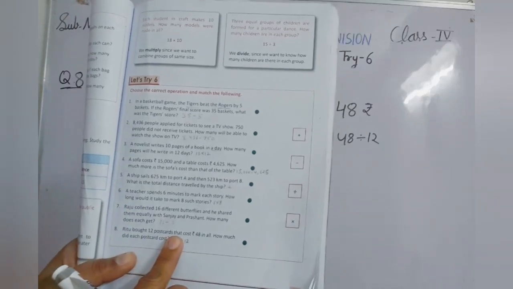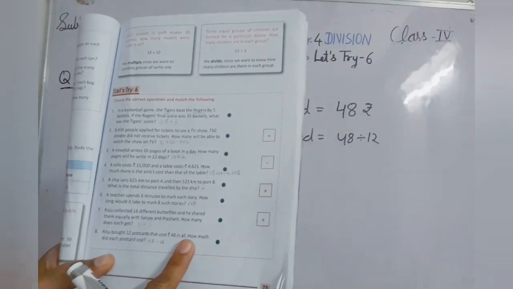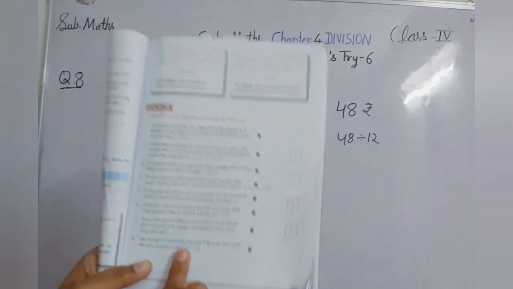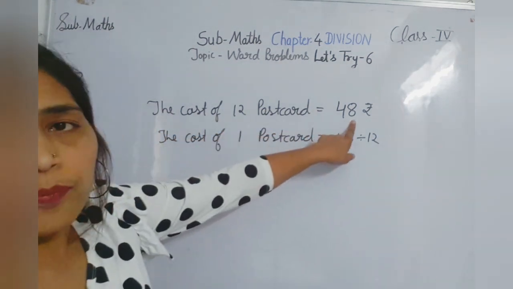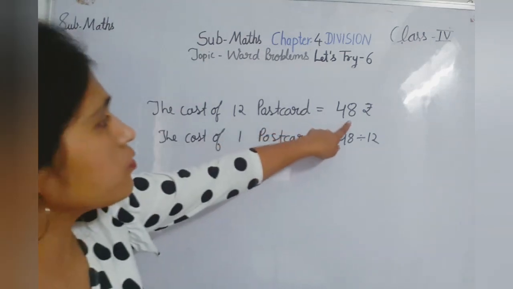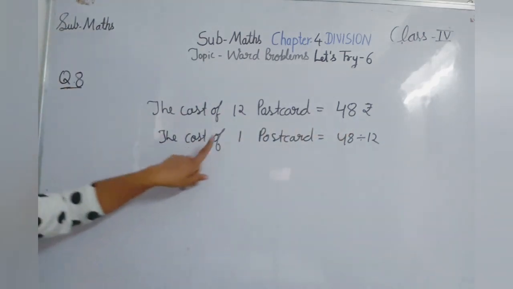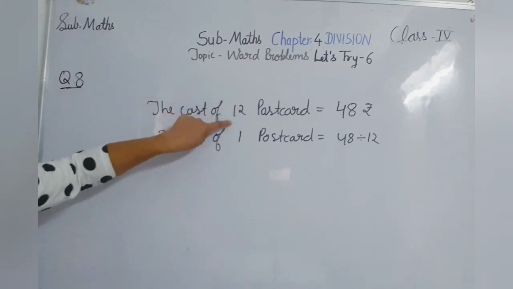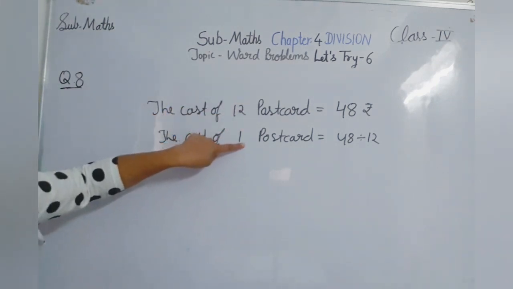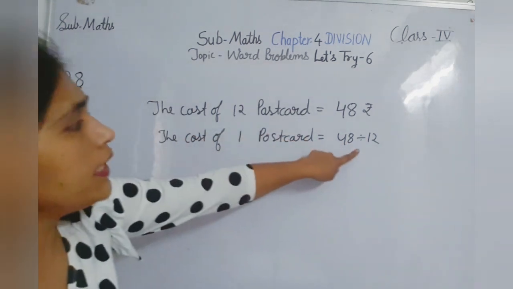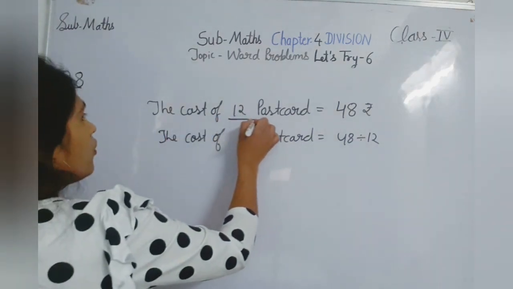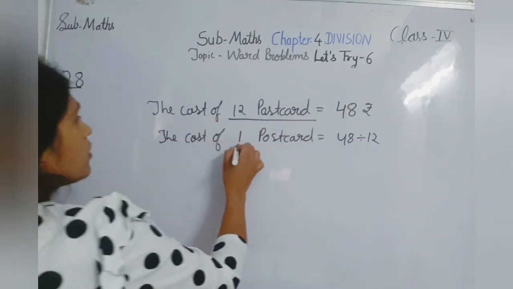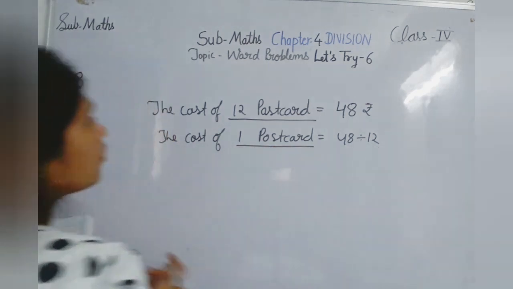Read it. Ritu bought 12 postcards that cost 48 rupees in all. How much did each postcard cost? So what they have given is, the cost of 12 postcards is 48 rupees. The cost of 12 postcards is 48 and now they are asking the cost for one postcard. So for more they have given and they are asking for one. So it means what we have to do? Division here. Okay. So one more thing I want to tell. See here, they have given us more, 12 postcards, and they are asking for one postcard. So that time we have to do division.